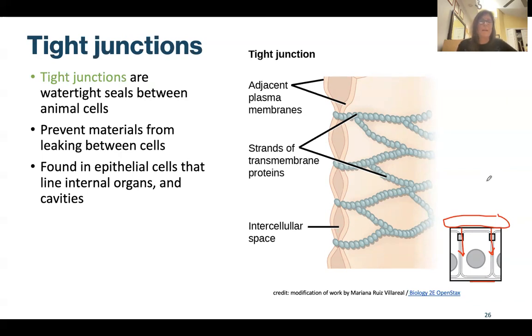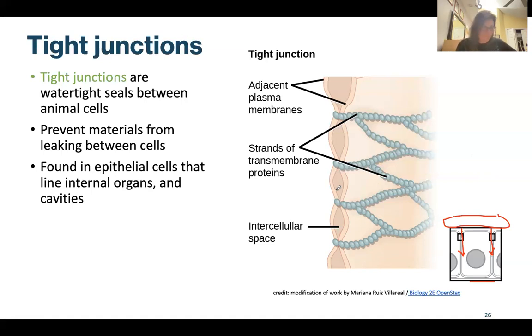So this is one area that we will have these tight junctions. We have a lot of them in internal organs that protect against leakage. Okay, so just like your Ziploc bags, right? We don't want it to leak when we use those tight junctions.